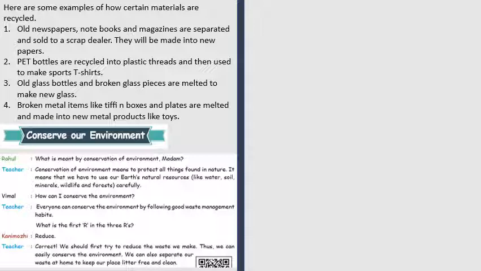Conservation of environment means to protect all things found in the nature. It means that we have to use our earth's natural resources carefully, like water, soil, mineral, wildlife and forest. How can I conserve the environment? Everyone can conserve the environment by following good waste management habits.